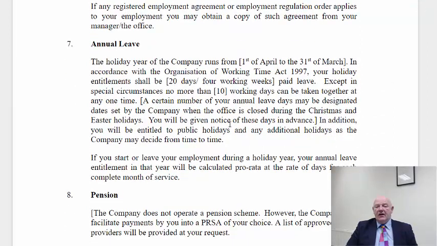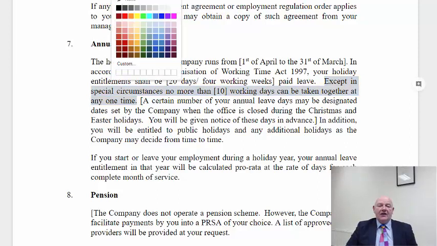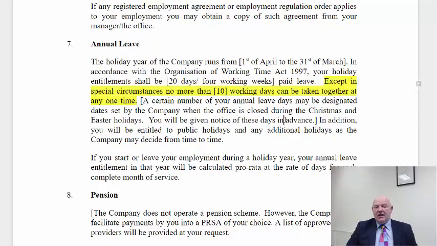Annual leave then, that's governed by the Organisation of Working Time Act 1997. However, your employment may provide more generous annual leave provisions. If that's the case, it should be stipulated here. One thing that you might note here is this: except in special circumstances, no more than 10 days may be taken at any one time. So 10 days leave is essentially 2 weeks. So a lot of employers will insist that the employee can't be gone for more than 2 weeks.